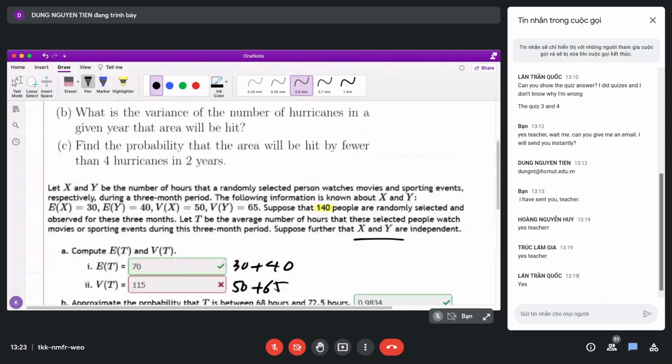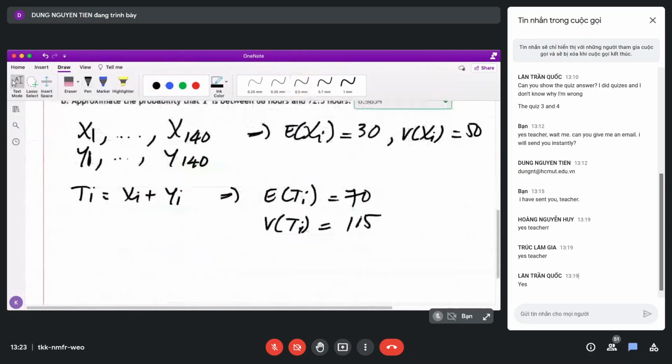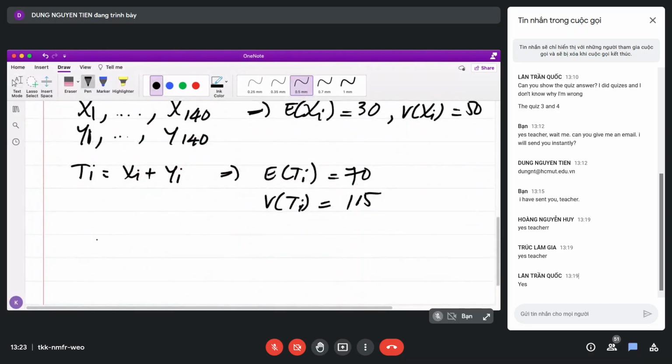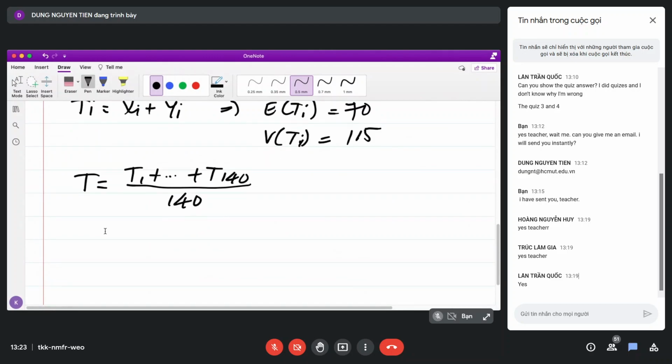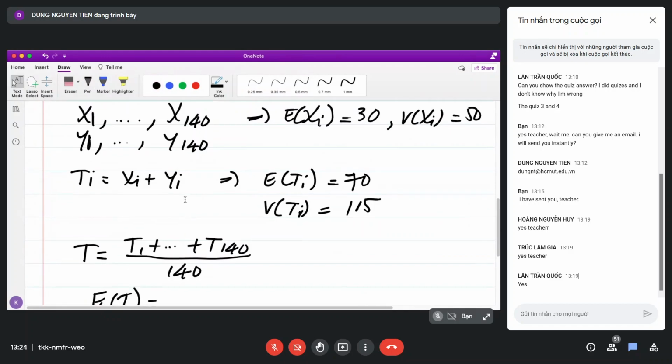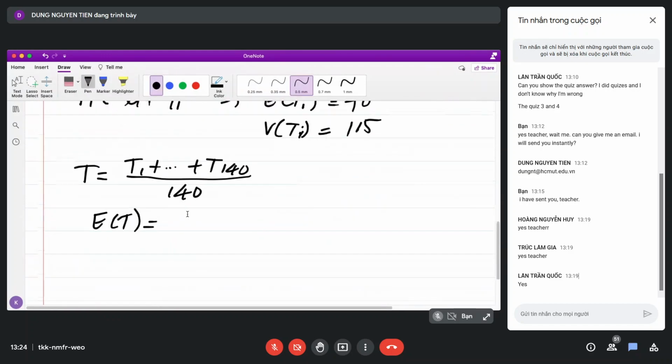What you want to do is the average number of hours of these people, over all the events. So T is (T1 plus ... plus T140) divided by 140. Do you understand that? Is that clear? And then you can check that the mean of T is the same as the mean of the Ti. So it is 70.